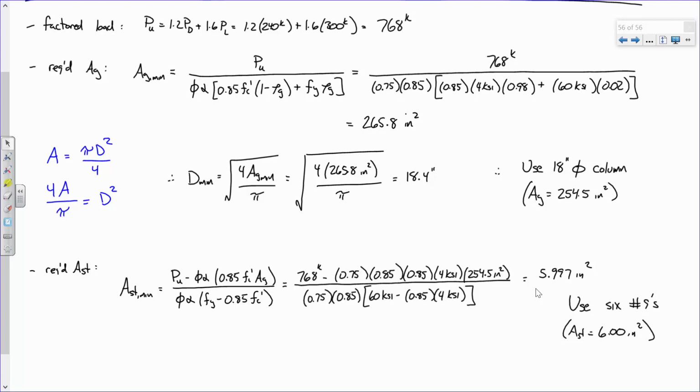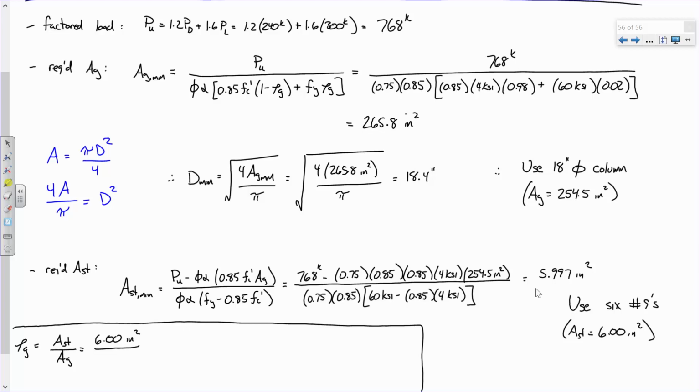So let's go ahead and check what our actual rho g is. It's the area of steel divided by the gross area of the column. That's 6 square inches divided by, now what's the actual gross area of the column? No, it's 254.5. Let's make sure everybody's clear on that. The actual column that we are using is an 18-inch diameter column. It's not the required Ag min. Remember that Ag min was based off an assumption, so make sure you're using the right value. So what does this come out to be? There we go, 0.0236.